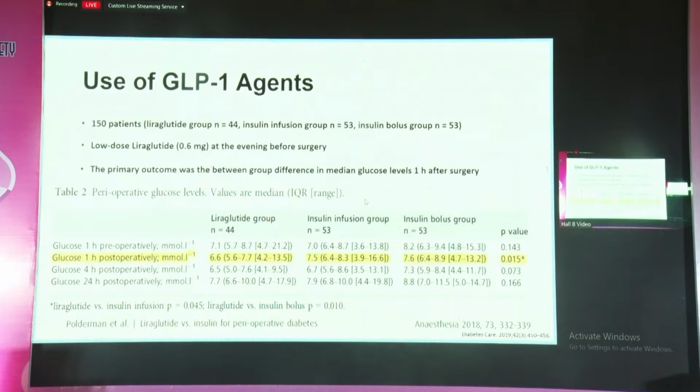The primary outcome of that study was the median glucose level 1 hour post-surgery. You can see from the table that the glucose level 1 hour post-surgery was significantly lower in the liraglutide group, with a mean of 6.6 in comparison to the other 2 groups. So, it was a small study, but it established that liraglutide can be beneficial in reducing blood glucose, even in comparison to insulin infusion. However, the incidence of nausea and vomiting was much higher with liraglutide.